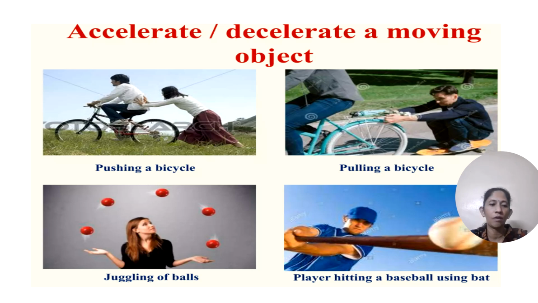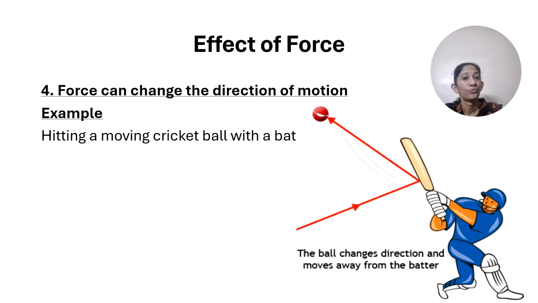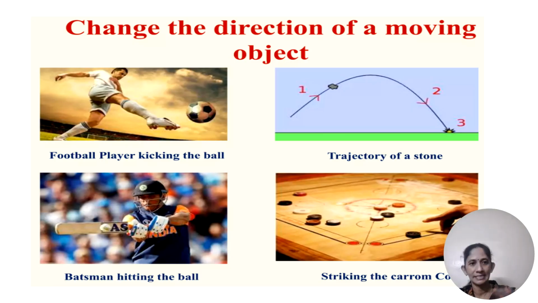Okay, so the next point is force can change the direction of motion. Example, hitting a moving cricket ball with a bat. The ball changes direction, isn't it? So we can see more examples. Look here. Examples: a football player kicking the ball, the trajectory of a stone. The trajectory of a stone is nothing but its direction. Next, a batsman hitting the ball, striking the carom coins, etc.